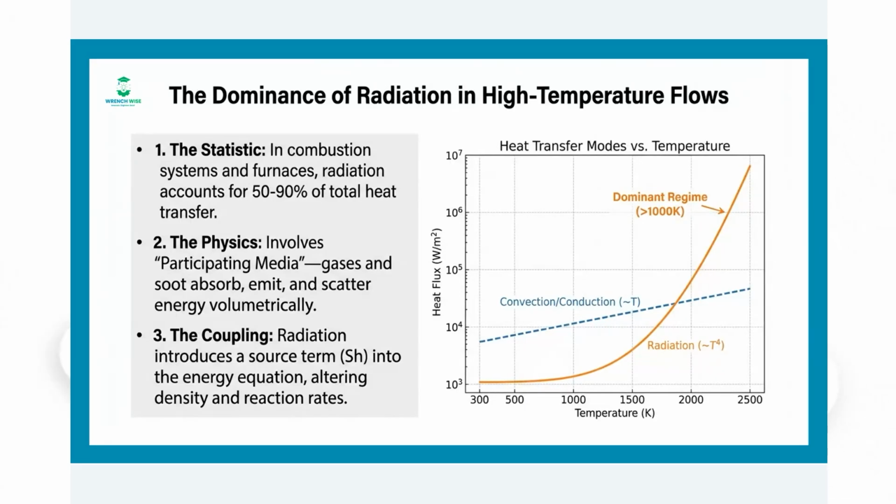The orange solid line here is radiation. It starts very slow, but it creates this hockey stick curve. Once we cross the 1000 Kelvin threshold here, it essentially goes vertical. Now, above 1000 Kelvin, radiation isn't just a factor. It is primarily the only factor that will matter for the most part.